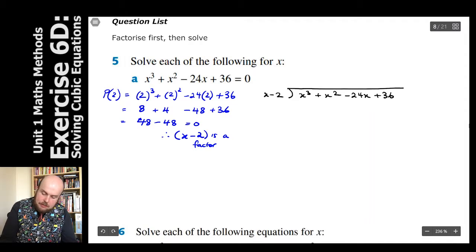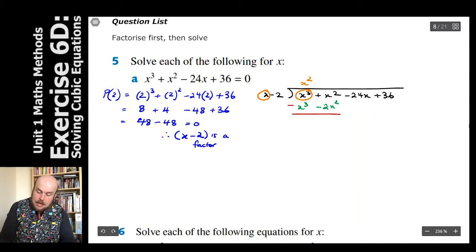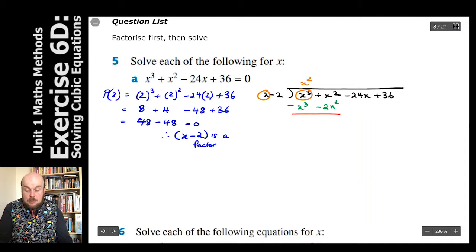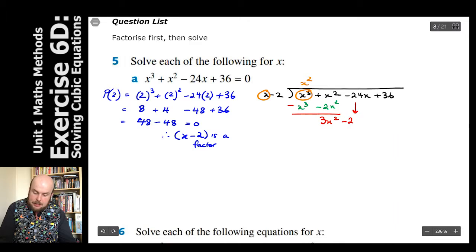We're going to go x minus 2, and divide this accordingly. x cubed divided by x is x squared. x squared times x is x cubed. x squared times negative 2 is negative 2x squared. Minus these: x cubed take away x cubed is 0. x squared minus negative 2x squared makes 3x squared, and we're going to bring down this negative 24x.